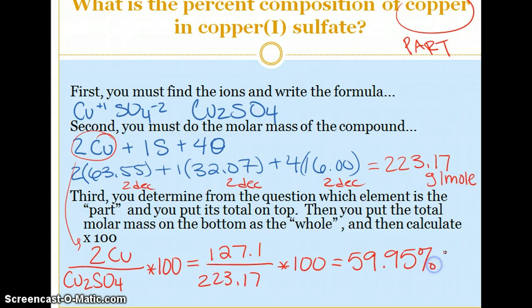59.95%. And it's always a good idea to list the element at the end that the question asks for. So in our copper 1 sulfate, 59.95% of it is made up of copper. Okay?